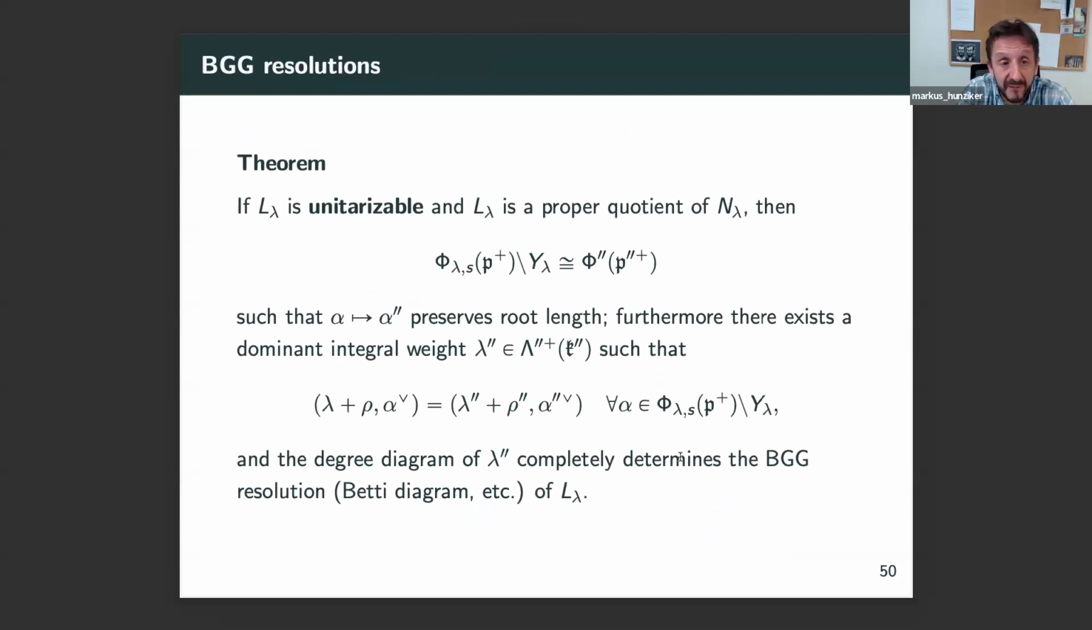Now, if lambda is the highest weight of a unitary representation, unitary for my real Lie algebra G sub R, then if I remove all the roots that are in the diagram associated to this lambda, again this happens to be a poset of the same type. And this poset here describes these diagrams that I had earlier in my talk, including the prelude, these gray diagrams that keep track of the resolutions.